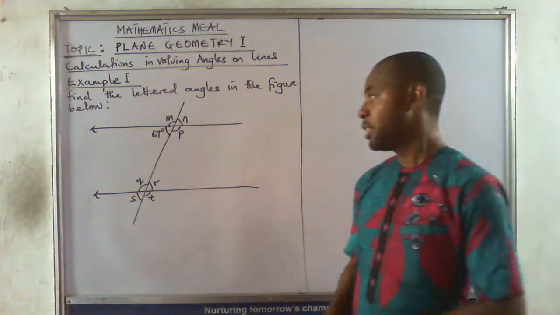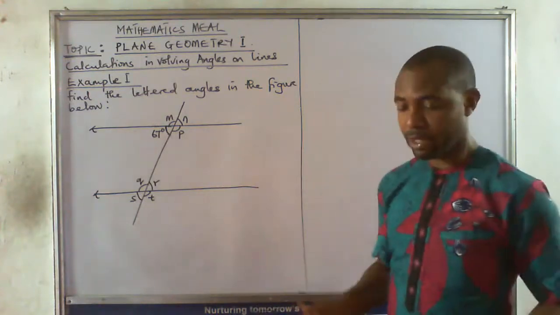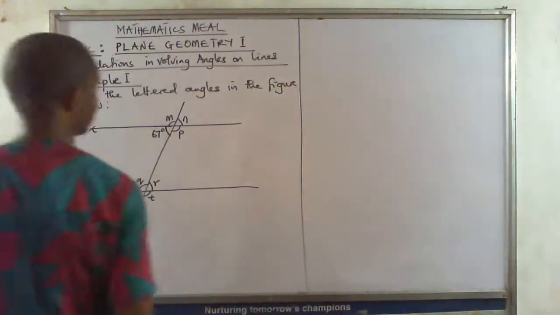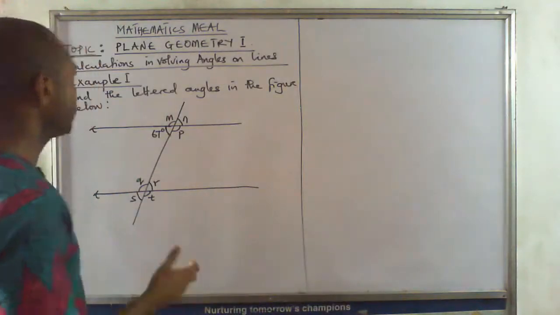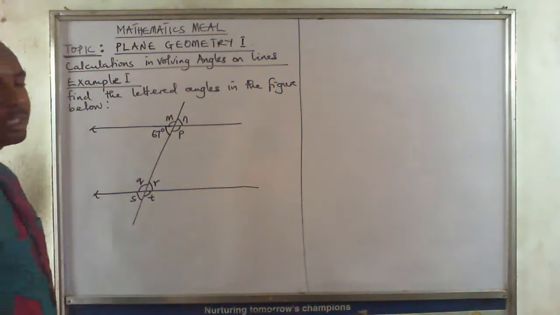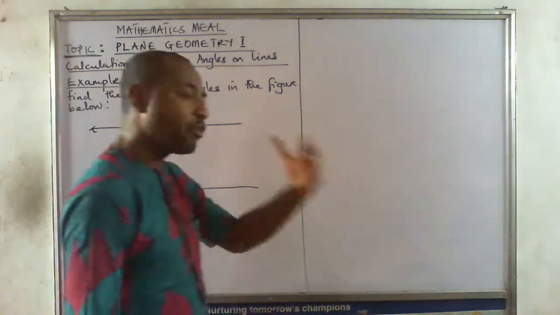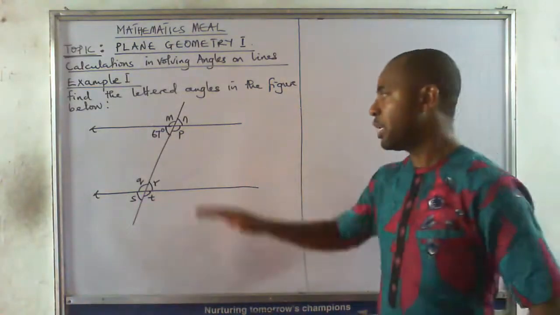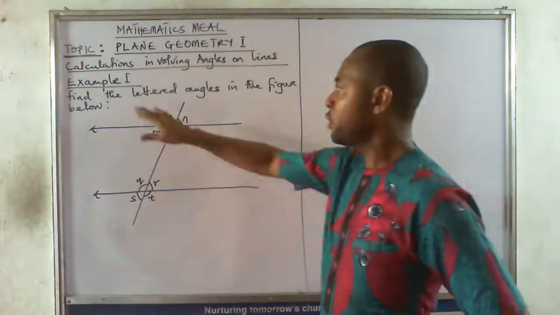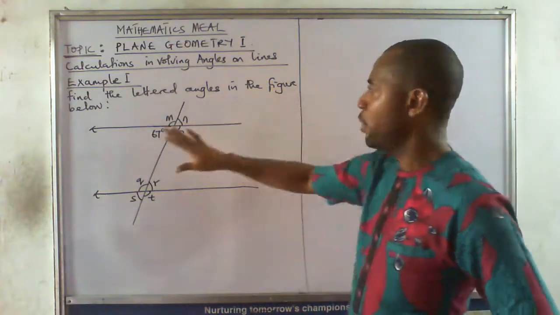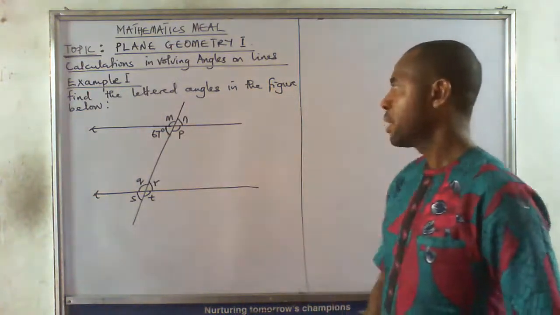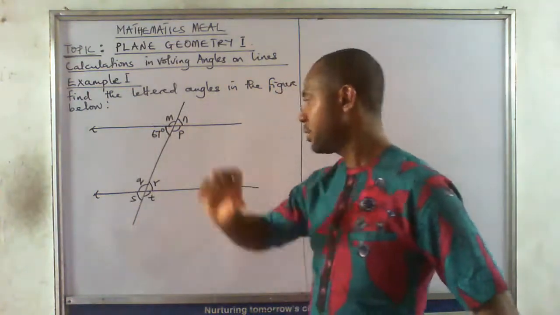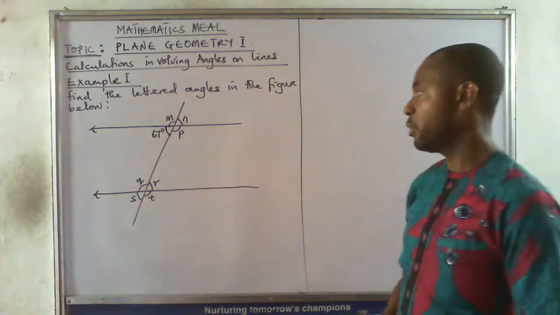All right, we want to solve equations still on plane geometry 1 as it concerns angles on lines. So, calculations involving angles on lines. Remember, we have already given the valid relationships that exist between angles and lines. So we have a figure. We have to find the lettered angles in the figure below. All right, so we have this. All these are angles that we need to find.